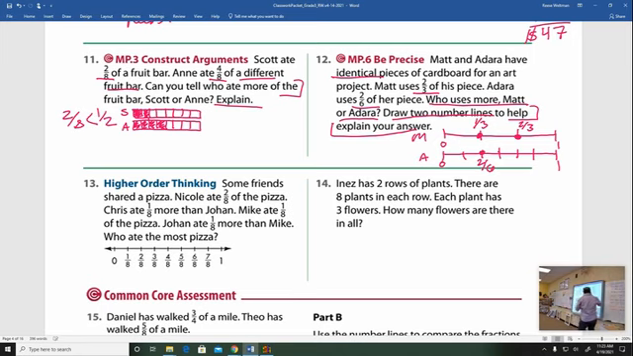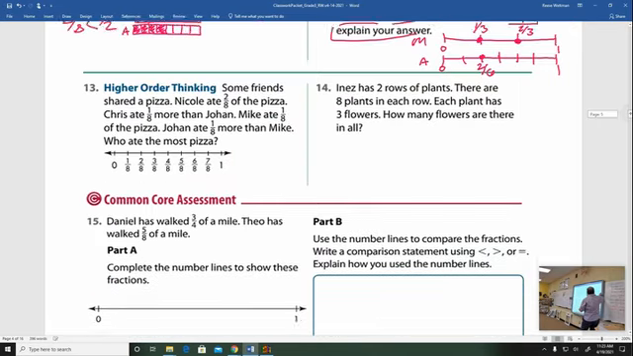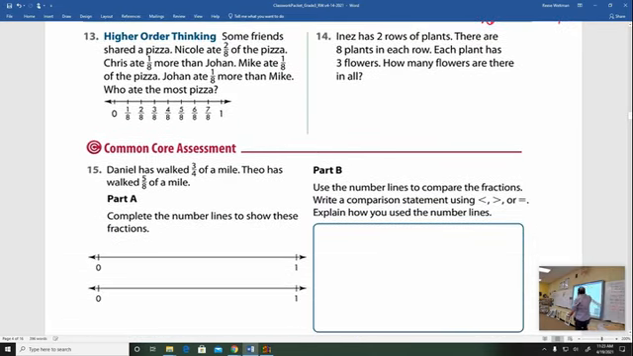See what I mean? Okay, let's look at this higher order thinking. Some friends shared a pizza. Nicole ate 2/8 of the pizza. Remember, they shared it, guys. It means we're talking about one pizza, doesn't it? One pizza. Okay. Nicole ate 2/8 of the pizza. Chris ate 1/8 more than Johan. Mike ate 1/8 of the pizza. Johan ate 1/8 more than Mike. Who ate the most pizza? This is a multiple step problem.